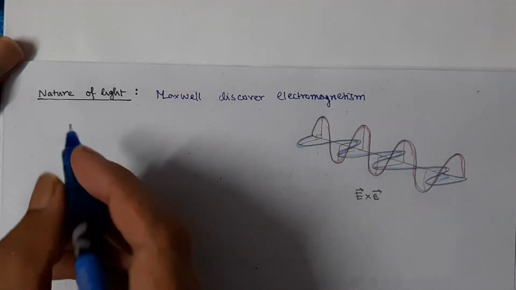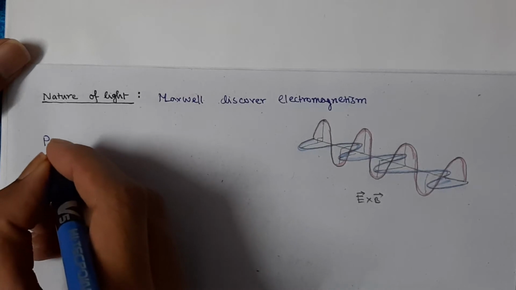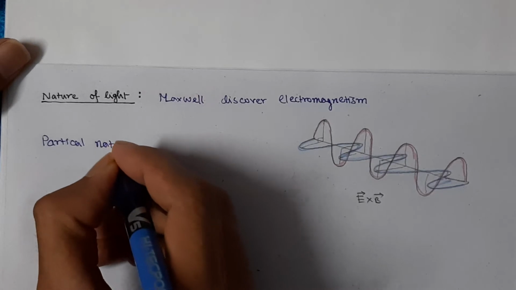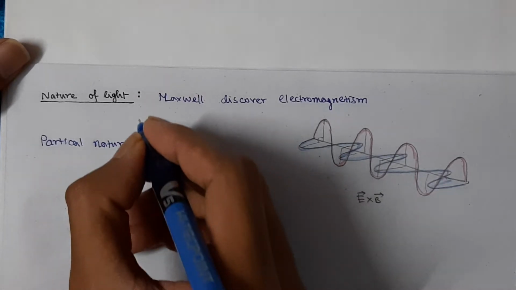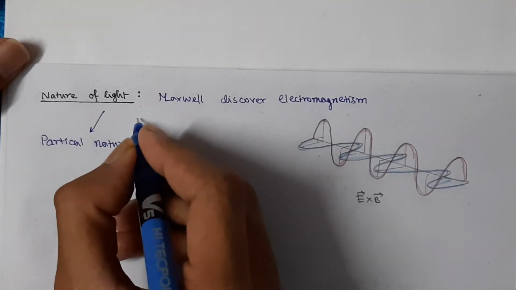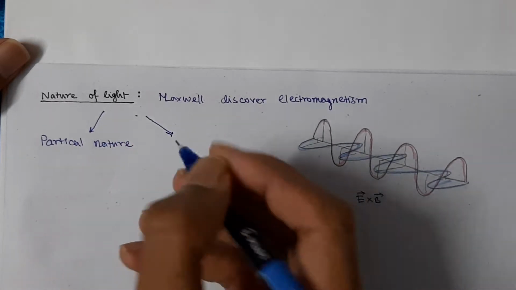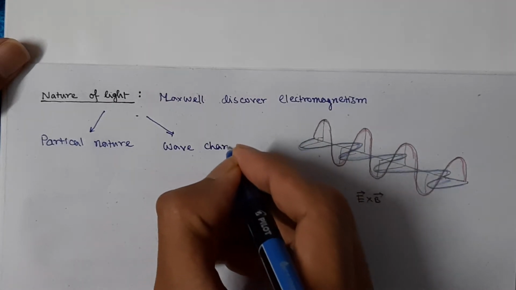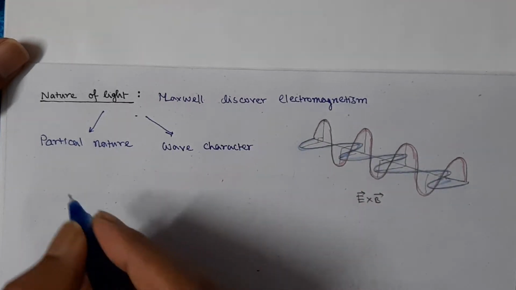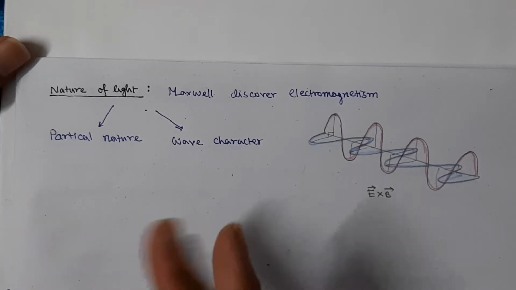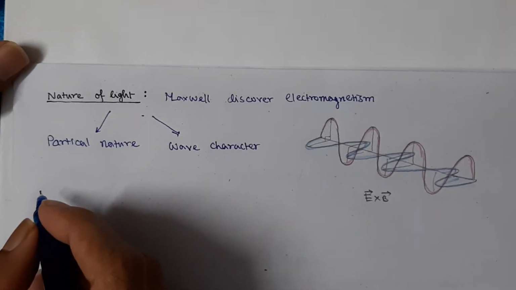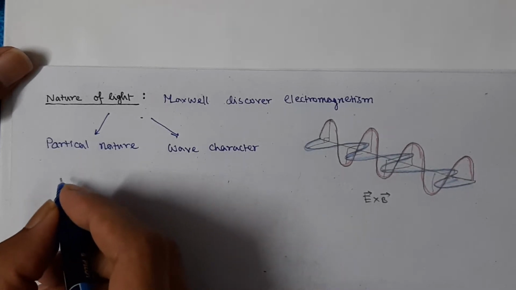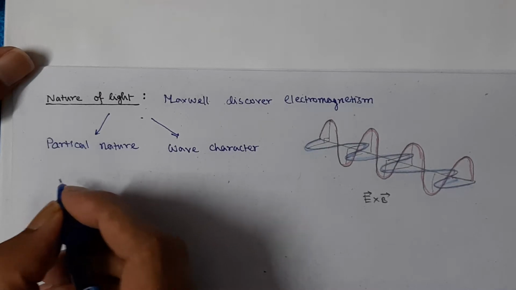Actually, the particle nature of light is of two types. One is particle character and one is wave character. Okay. So what is the particle character or particle nature? It says that light consists of an elementary particle which is called the photon.